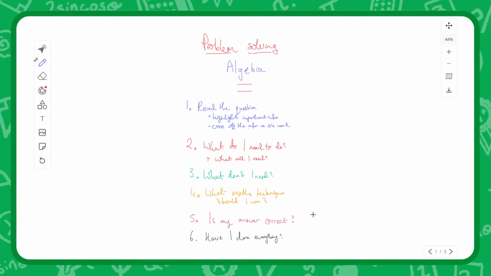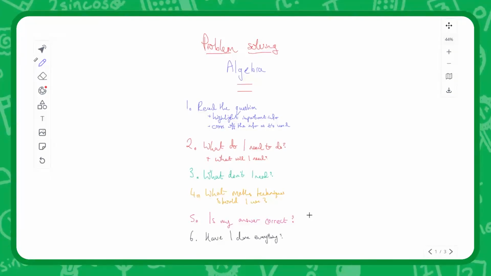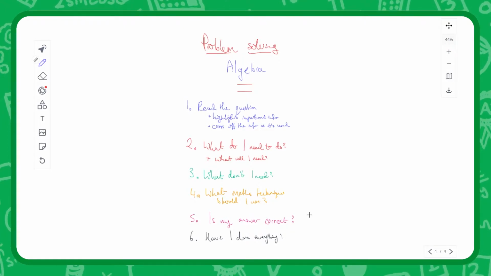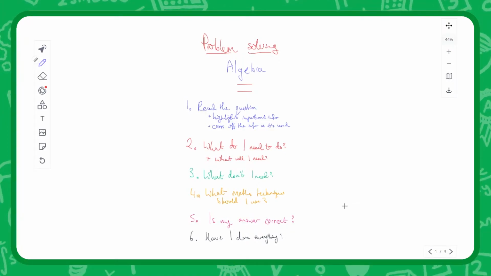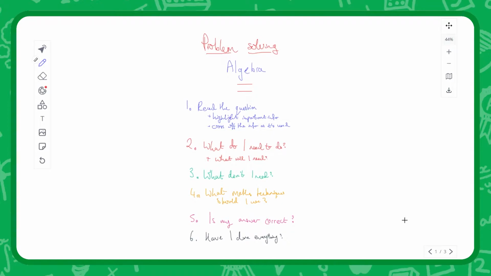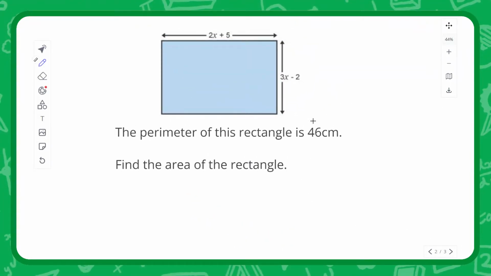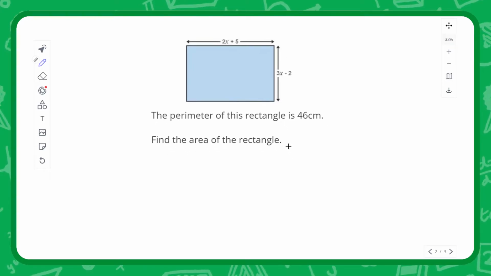And lastly, have I done everything? Same as before. If you've been asked to find something which is a measurement of distance, have you made sure to put meters in front of it? If you're asked to find an angle, have you put degrees in front of it? Things like that. Let's jump in and fairly immediately try and actually use these techniques in solving what I'd say is a fairly typical algebra question.